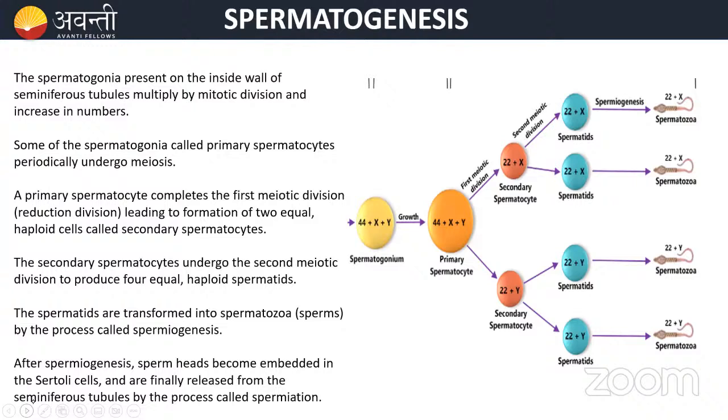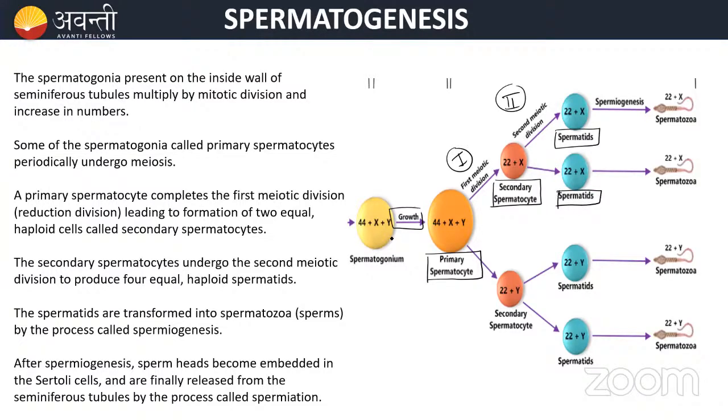So the germ cells are known as spermatogonia. Now these spermatogonia will increase in size or undergo growth. After growth, these spermatogonia are known as primary spermatocytes. Now these primary spermatocytes will undergo the first meiotic division and will produce the secondary spermatocytes. They will undergo the second meiotic division and will produce the spermatids.